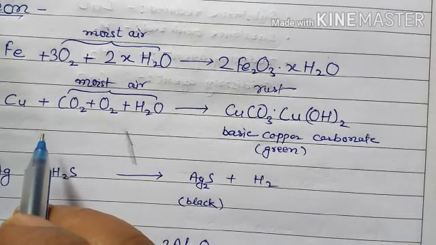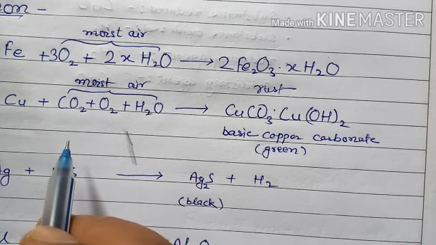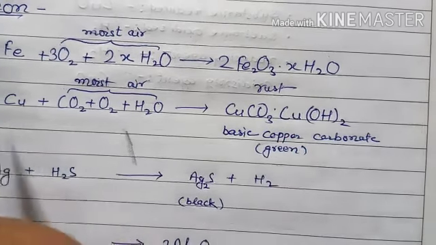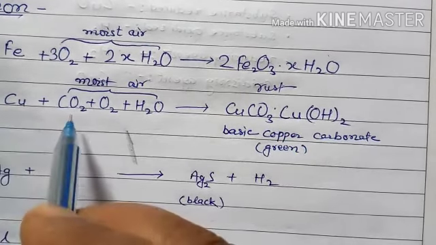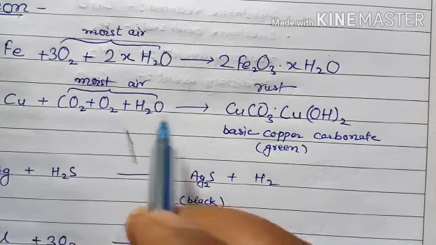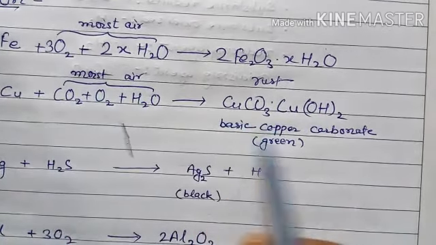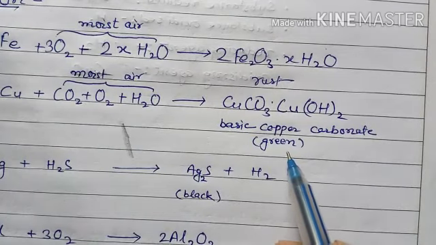And students, copper articles get coated with green color, which is due to the formation of basic copper carbonate. This reaction takes place when copper reacts with carbon dioxide, oxygen and water, which are present in the air. They form basic copper carbonate. It is green in color.